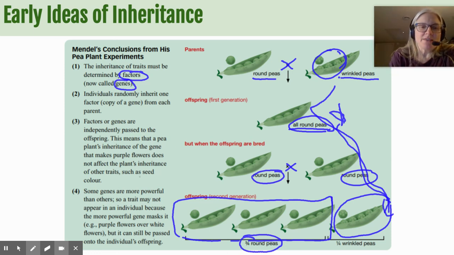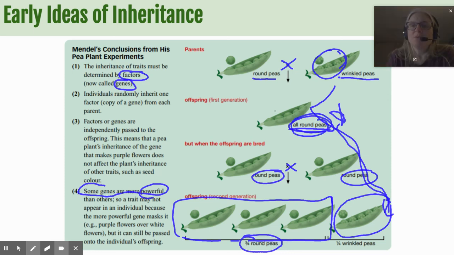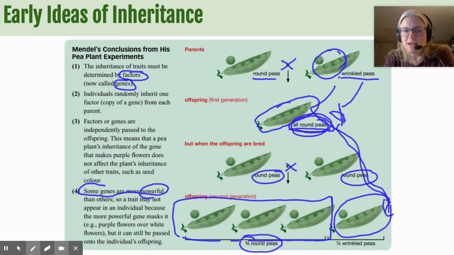So he thought that some genes must be more powerful than others. So in this case, that round pea gene must be more powerful. And if you have it and the wrinkled pea gene, you're only going to see the round peas. Okay, because they're masking or hiding that wrinkled pea. And this idea of dominant and recessive genes is what comes from his experimenting, and we will talk more about that in future lessons. So this just gives you kind of a taste, gets you a little interested in genetics, and then we're going to dig deeper into a few more of these topics in the next lesson.